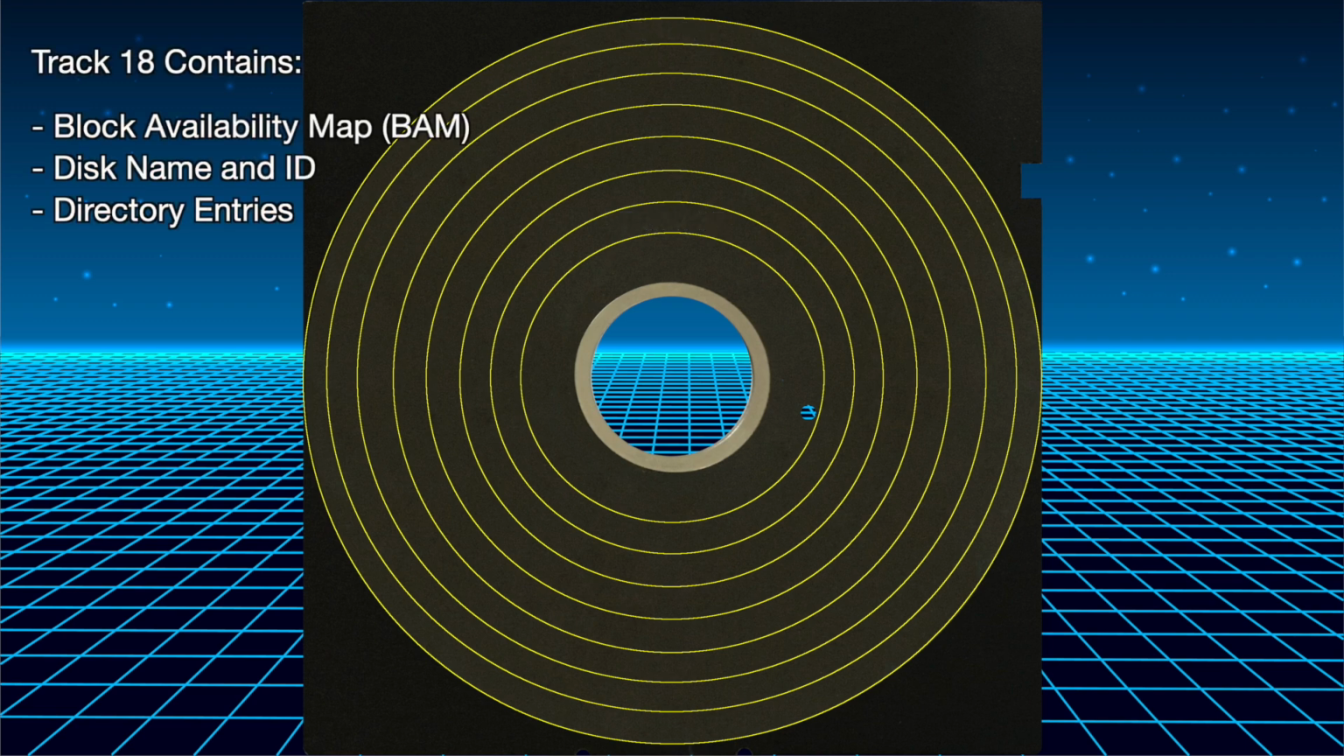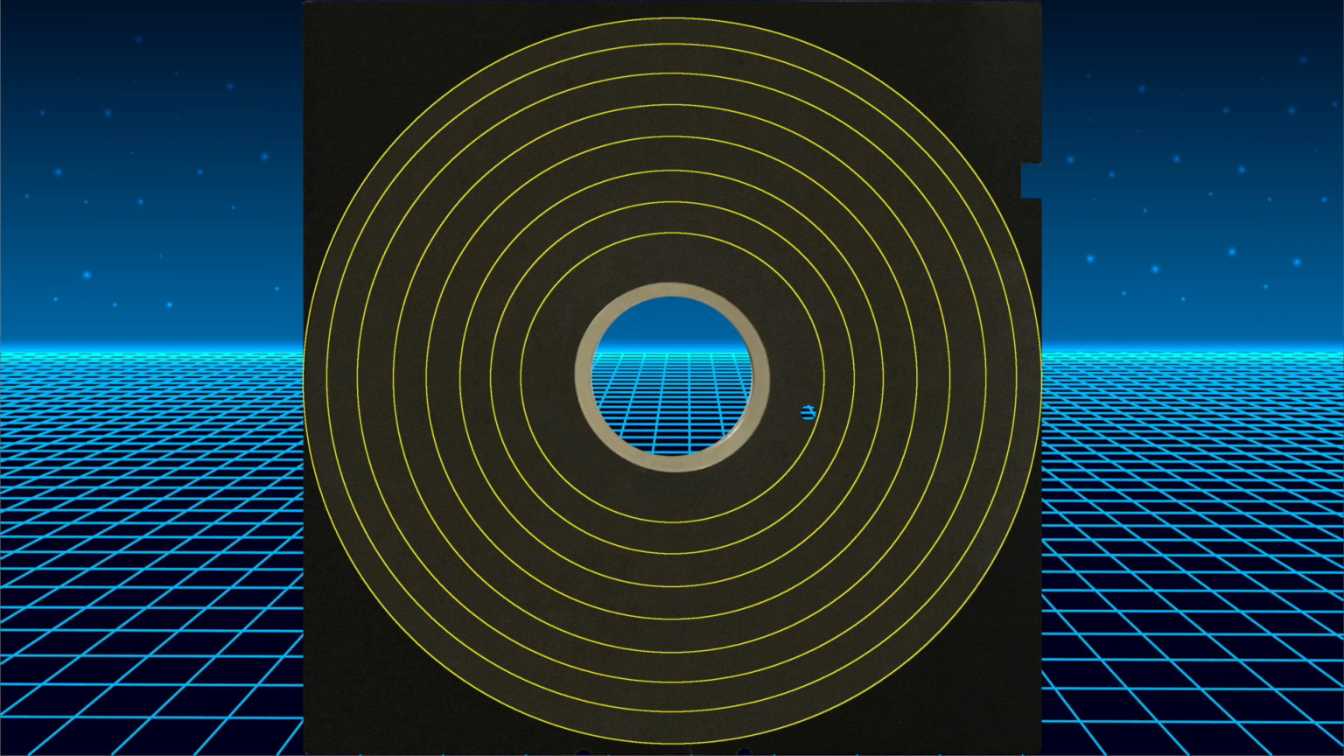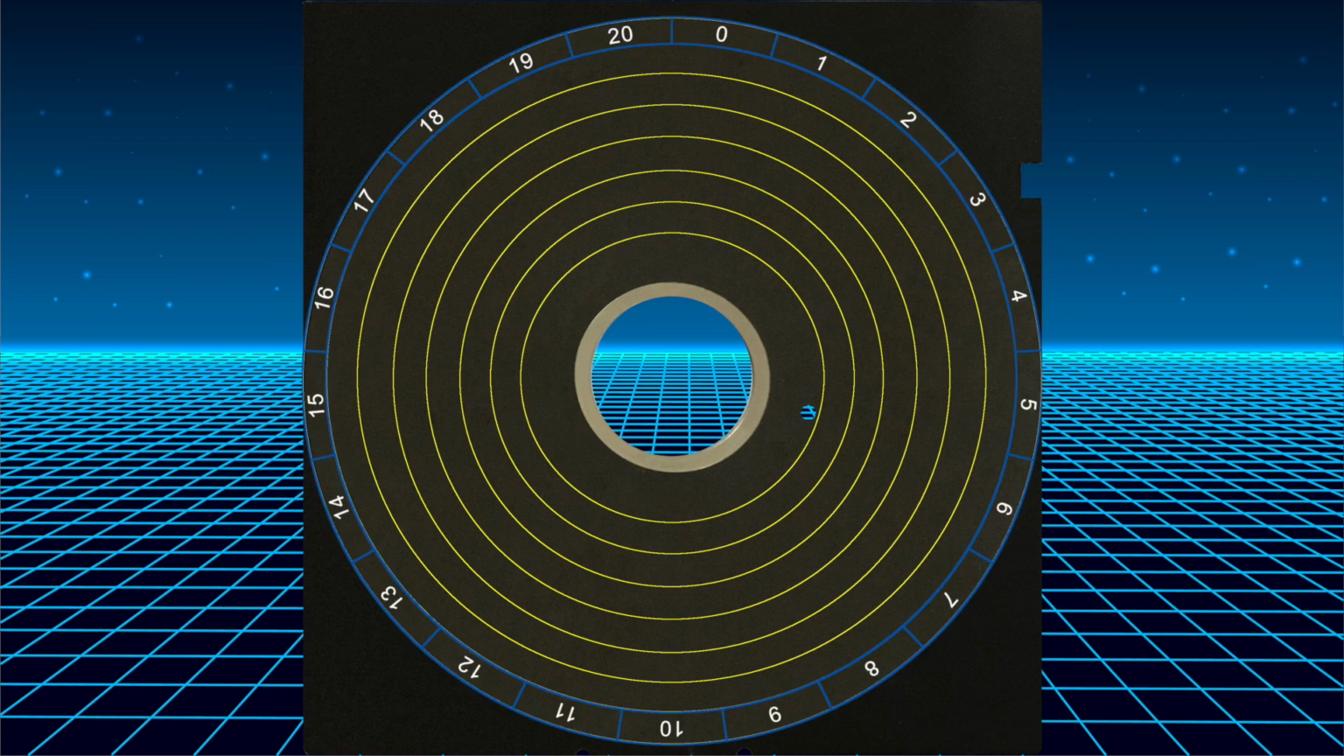Commodore's DOS uses sector 0 of track 18 to store things like the name of the disk and the block availability map, or BAM, which it uses to keep track of the remaining free space on the disk. The rest of track 18 is used to store the actual directory entries. Each track is divided into multiple 256-byte sectors.